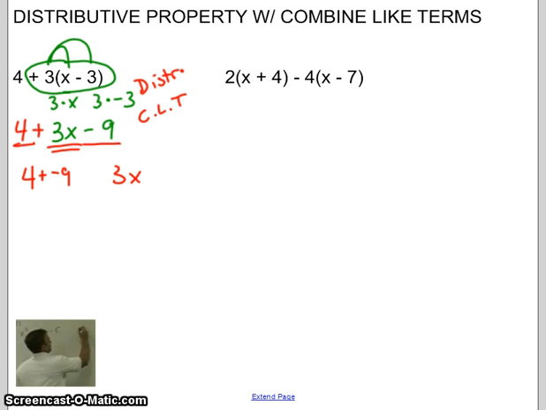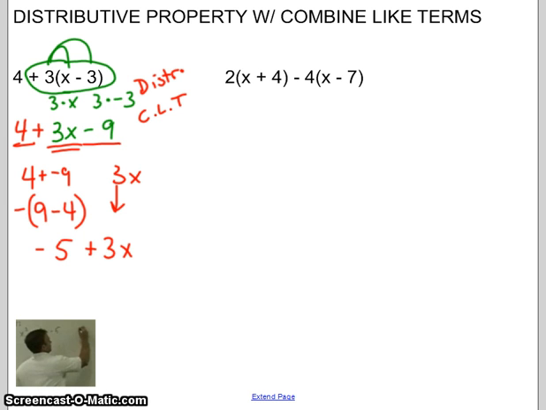Alright, so 4 plus negative 9. Remember our addition: when we have different signs, we find the difference. So we're going to take the difference of 9 and 4, and we're going to take the sign of the bigger number. The bigger number here is 9, so my answer is going to be negative. 9 minus 4 is 5, so my answer is going to be negative 5. Alright, and then we have this positive 3x. We're just going to bring it down and add it with our negative 5.